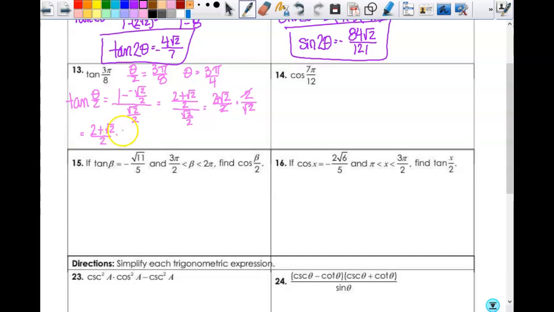When I rationalize, I multiply by the square root of 2 over the square root of 2. I have to distribute this to both terms in the numerator, so I get 2 square root of 2 plus 2, all over 2. Then I can factor out a 2 in the numerator, and the 2 down here cancels out. So I get square root of 2 plus 1 equals tangent of 3 pi eighths.